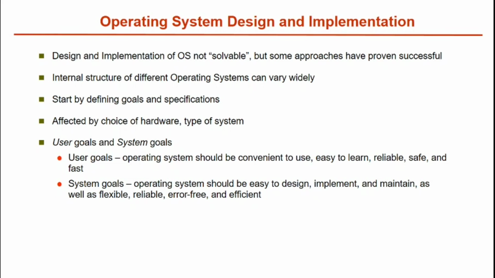To do large computation, you require the operating system to change, because performing a large computation requires hardware, and supporting that hardware requires the operating system to change at regular intervals of time. So the internal structure of different operating systems can vary very widely. Start by defining the goals and specifications, affected by the choice of hardware or type of system. User goals and system goals: in the user goal, the operating system should be convenient to use, easy to learn, reliable, safe, and fast.